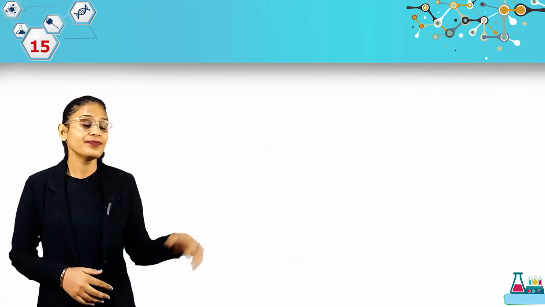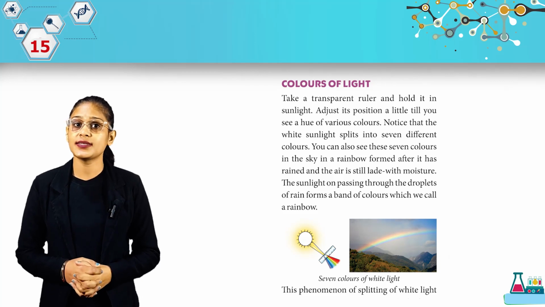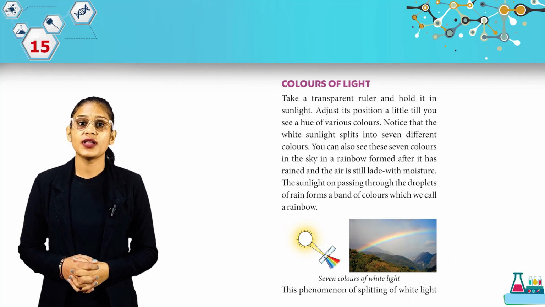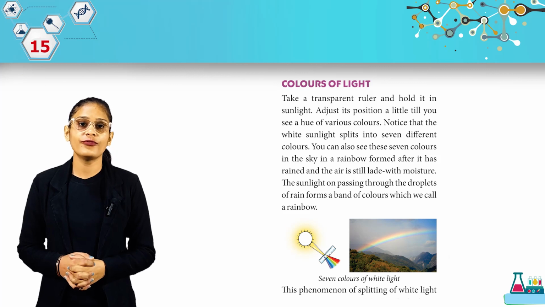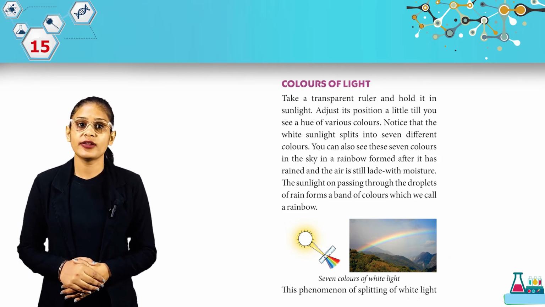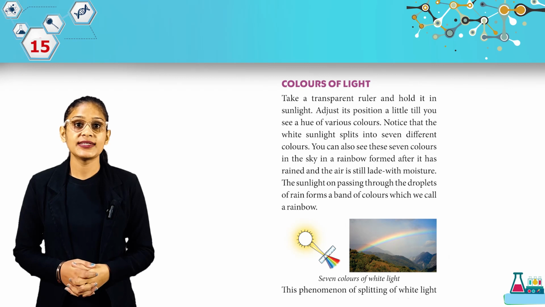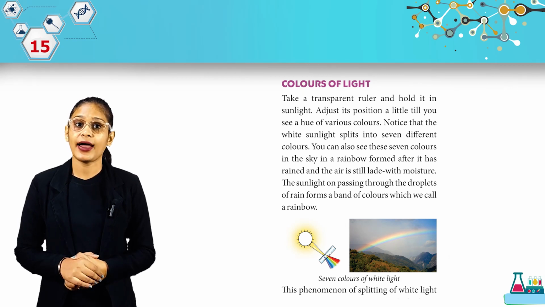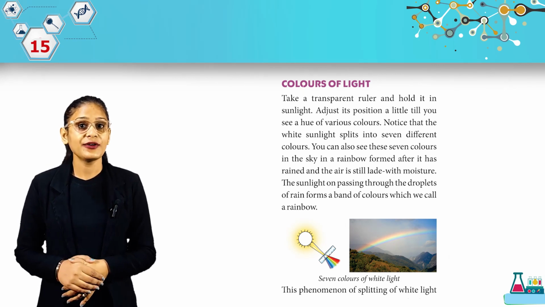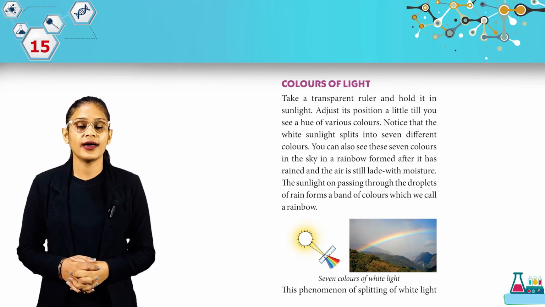Now students, we have colors of light. Take a transparent ruler and hold it in sunlight. Adjust its position a little till you see a hue of various colors. Notice that while sunlight splits into 7 different colors, you can also see these 7 colors in the sky in a rainbow formed after it has rained and the air is still laden with moisture. The sunlight on passing through the droplets of rain forms a band of colors which we call a rainbow.